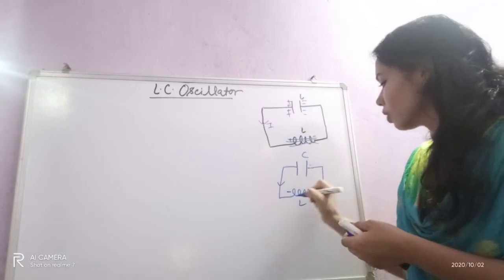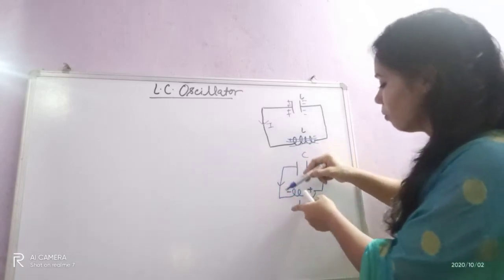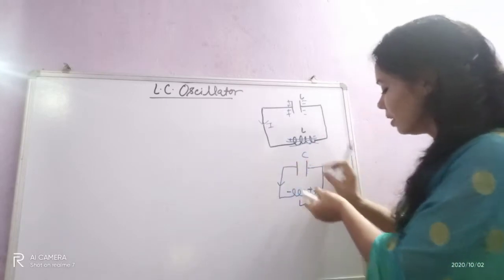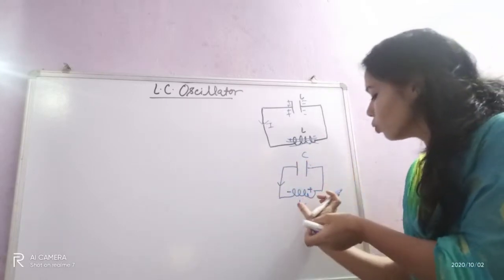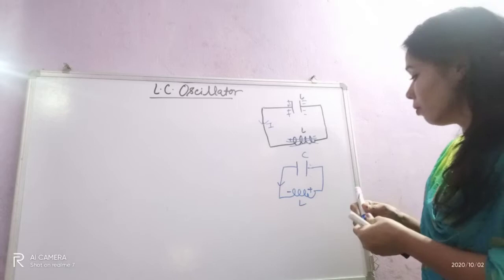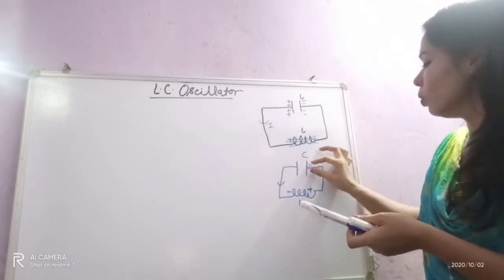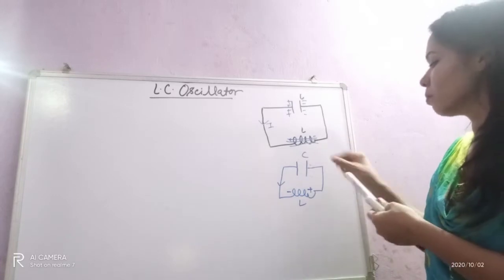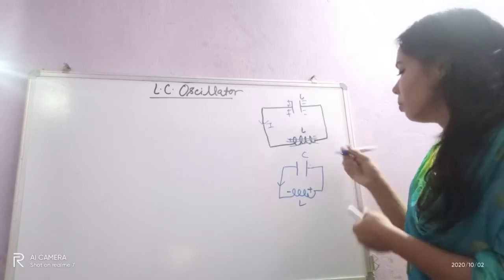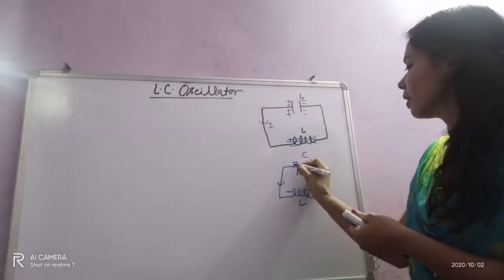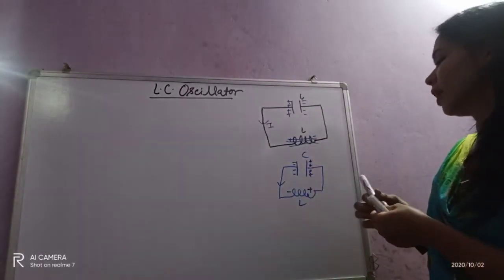Since electrons are moving in this direction, current will flow in this direction, which means the inductor is supporting the current. By using its magnetic energy, it will bring electrons from this plate to this plate. Since this plate is providing electrons, it will be positively charged, and this terminal, which is taking electrons, will get negatively charged.